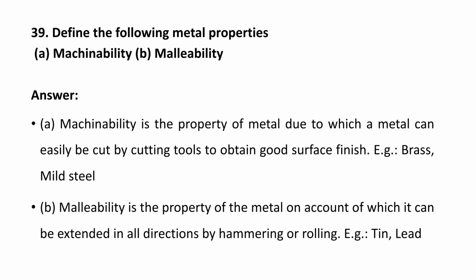Next question. Define the following metal properties, that is machinability and malleability. Machinability is the property of a metal due to which it can easily be cut by cutting tools to obtain a good surface finish. Example is brass and mild steel. Malleability is the property of a metal on account of which it can be extended in all directions by hammering or rolling. Example is tin and lead.